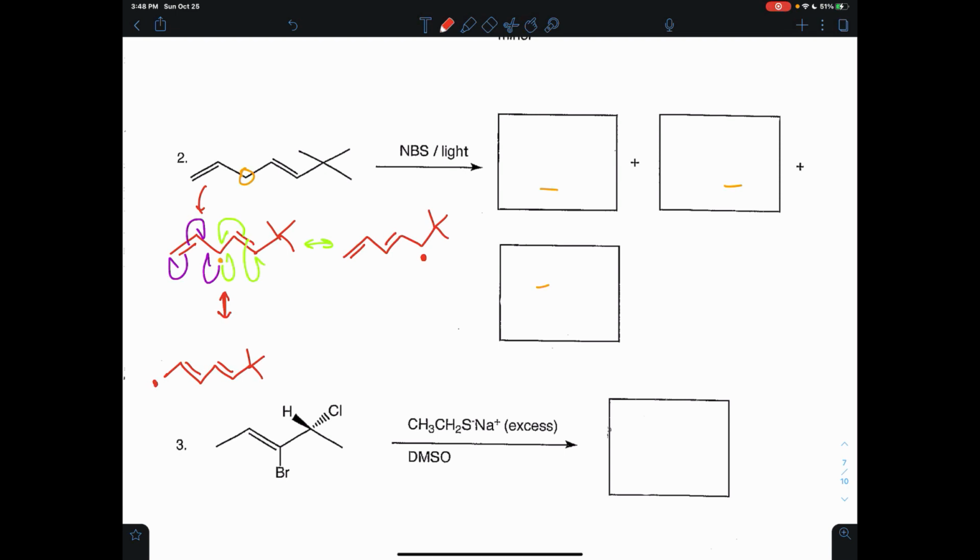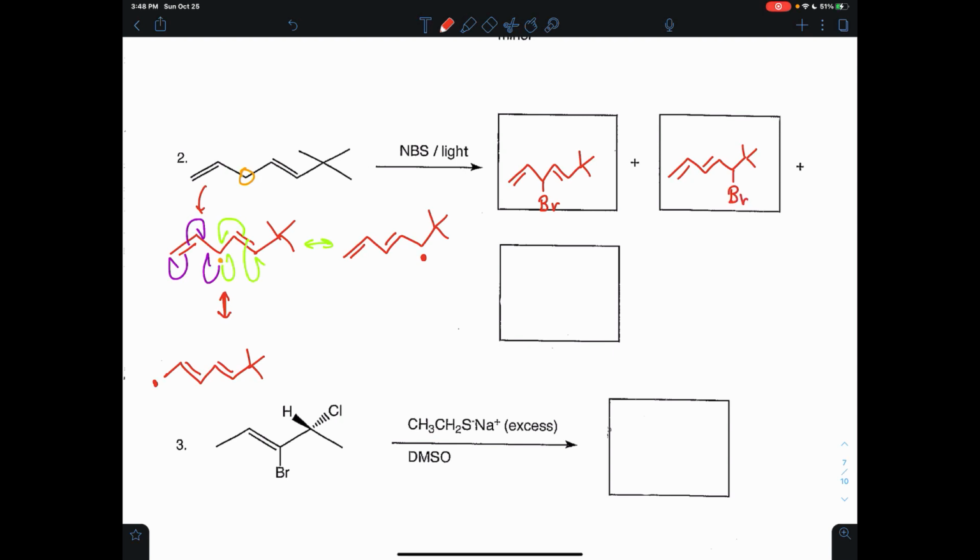So now I have 3 products. Wherever I have a radical is going to be replaced with a Br now. So if I were to draw all of that, the first one is going to be right here with a Br. The second one is going to be right here with a Br.